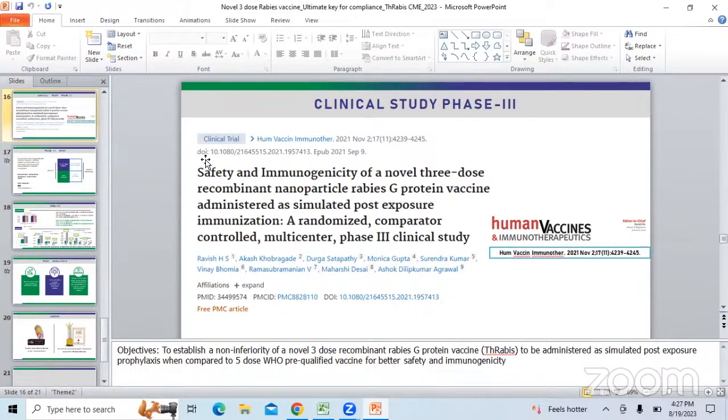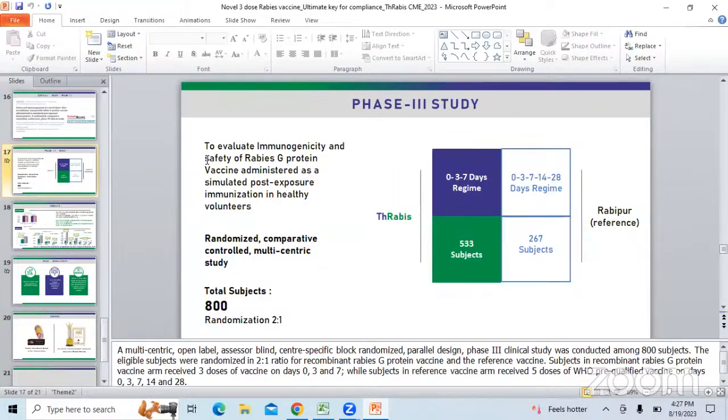Clinical study phase 3 for the safety and immunogenicity of the novel 3-dose recombinant nanoparticle G protein vaccine administered as simulated post-exposure immunization. This is a randomized controlled multi-center phase 3 clinical study. In this study, 800 people are included, categorized in a 2:1 ratio.